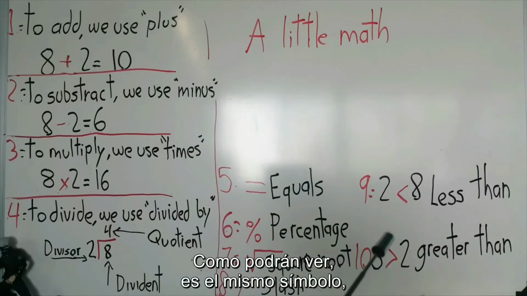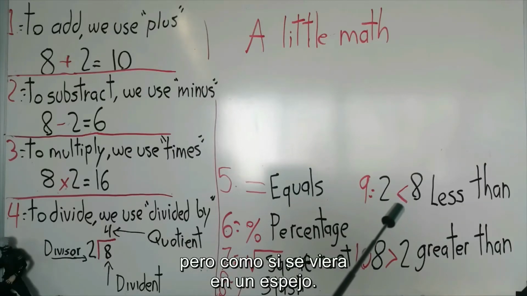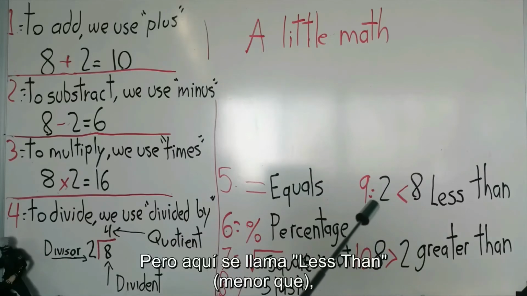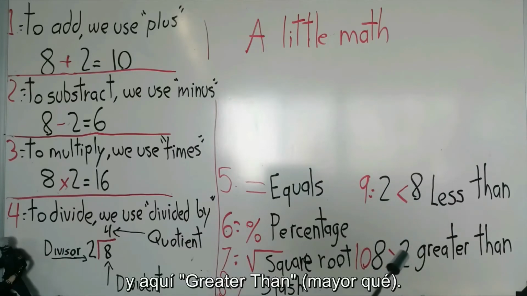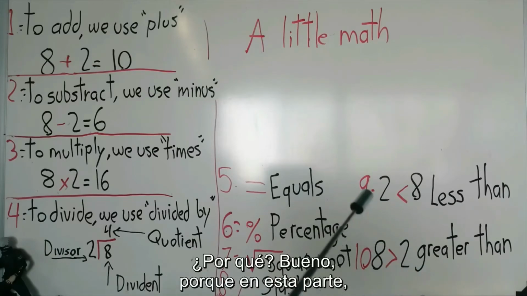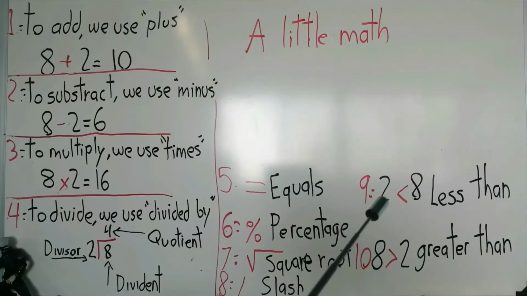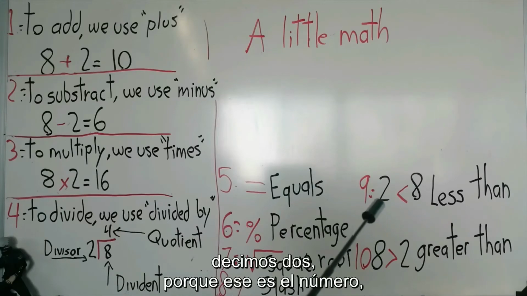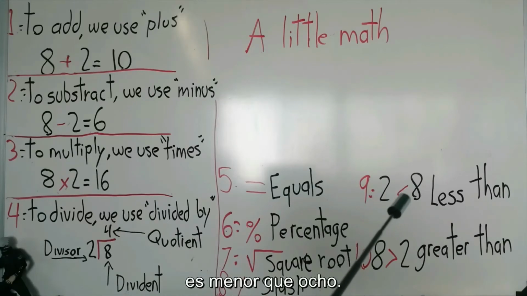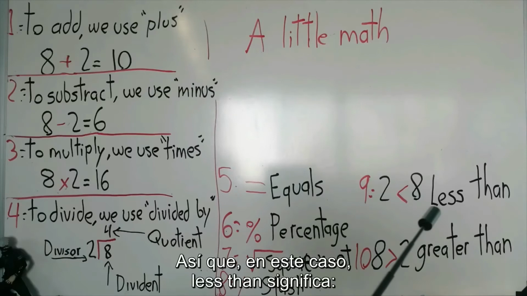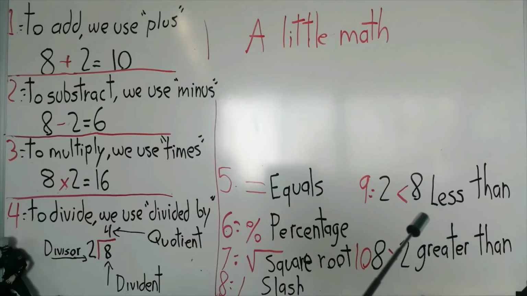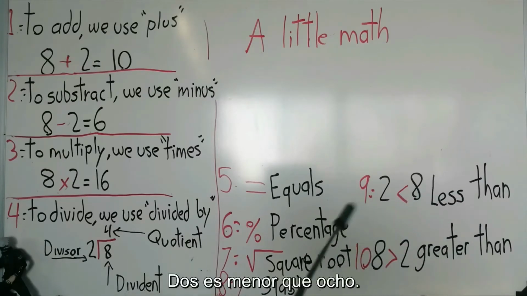As you can see, it's the same symbol, but like we are looking at it in a mirror. Yes. But in this case, it's called less than, and in this case, greater than. Why? Well, because in this part, we say 2, because that's the number, is less than 8. So in this case, less than significa menor que. 2 es menor que 8. 2 is less than 8.